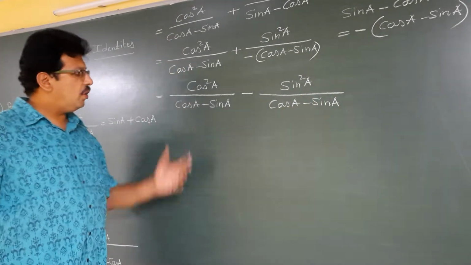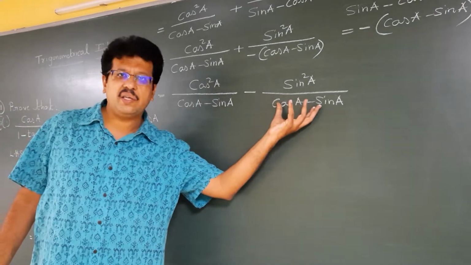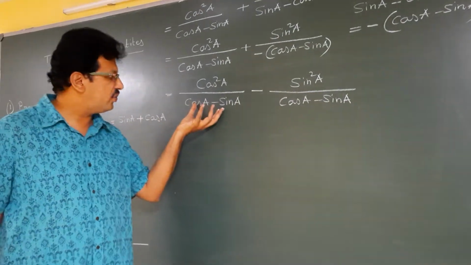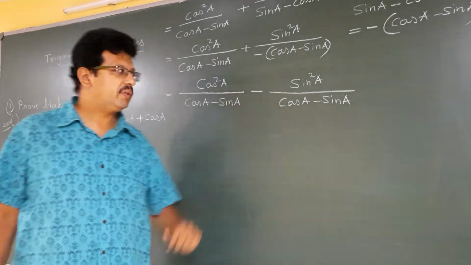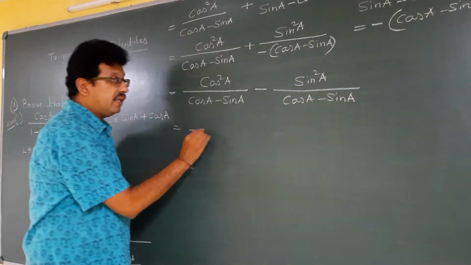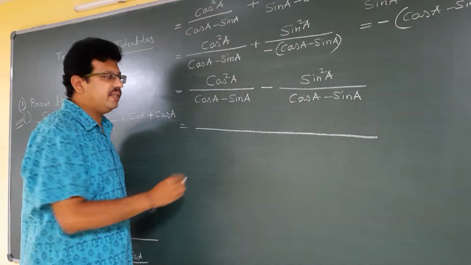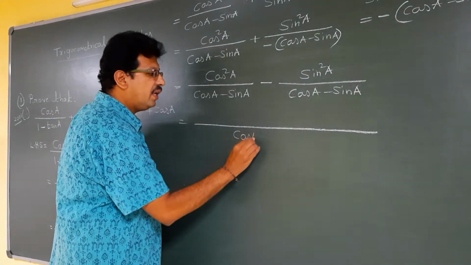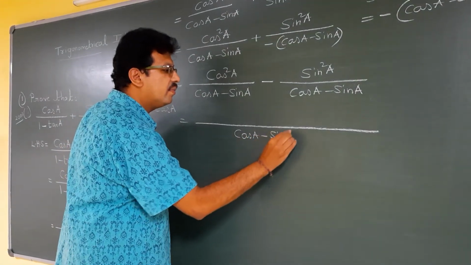So children, we got the denominator terms the same. We can just see cos A minus sin A, cos A minus sin A, it's the same. So now it is very easy to take the LCM. LCM is quite easy. It will be cos A minus sin A.